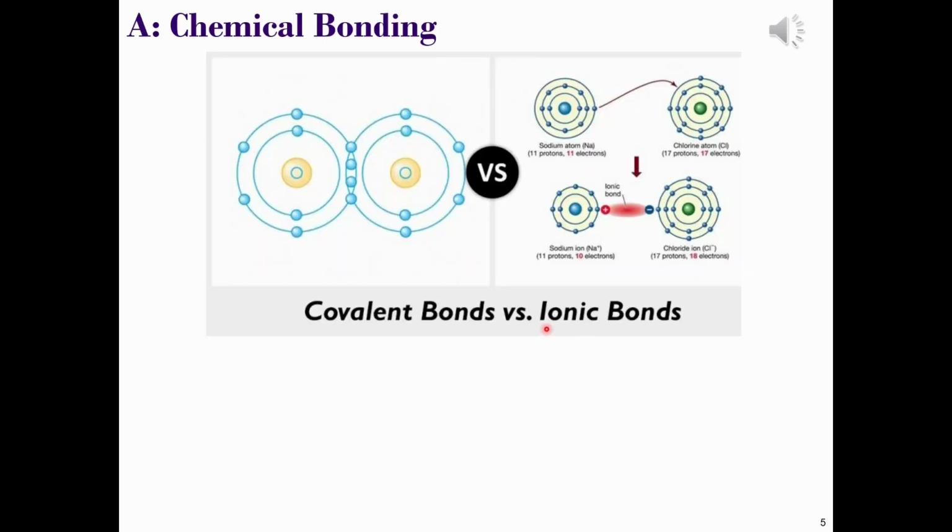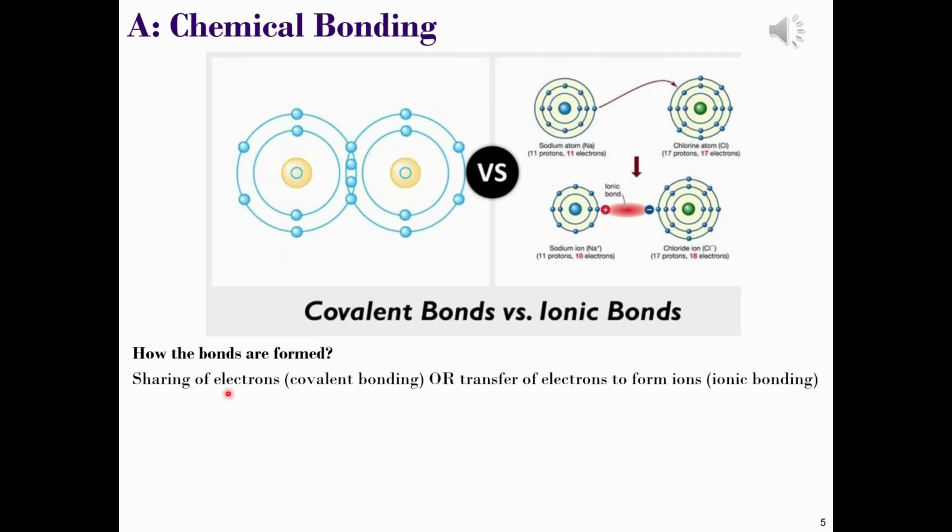Let's have a recap of some chemical bonding. So the two main types of chemical bonds that we will concern ourselves with are covalent bonds and ionic bonds. So let's have a little think about how those bonds are formed. Well, covalent bonds are formed by the sharing of electrons between two or more atoms, and these bonds typically occur between nonmetals or between two of the same or similar elements.